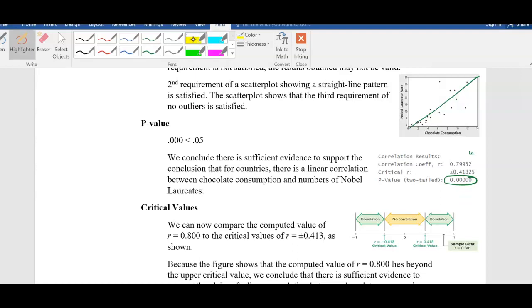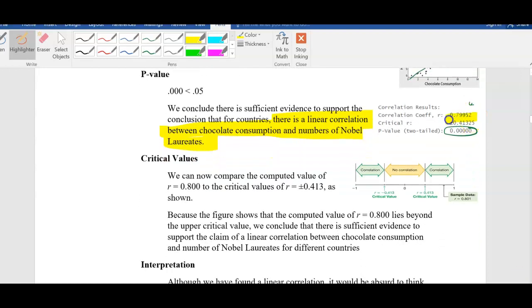All right? So there's sufficient evidence to support the conclusion that there is a linear correlation between chocolate consumption and Nobel laureates. Does not mean causation. Remember, that would be dumb, but there is a correlation. Okay, now let's look at these R values. We have critical R up right here, negative 0.4 and positive 0.4. So we have graphed this on this number line. So when you look at those graphs, this here would be rejection of the null.